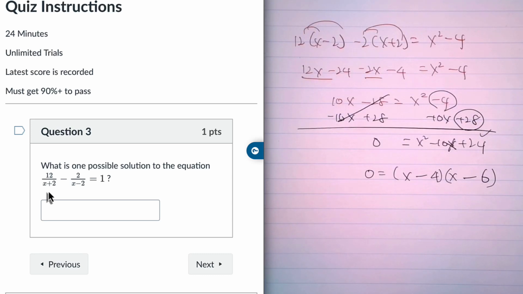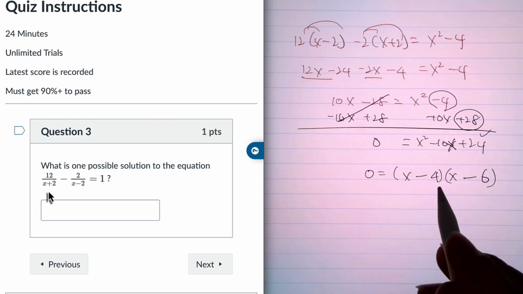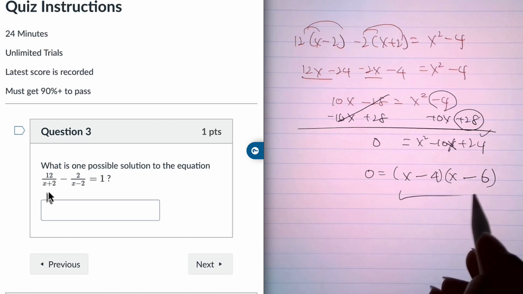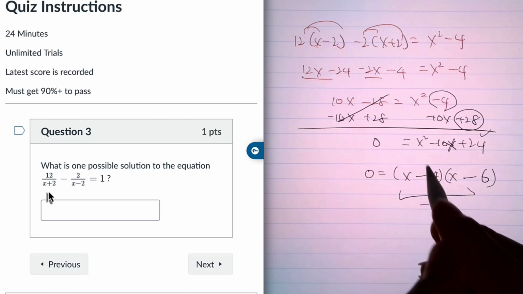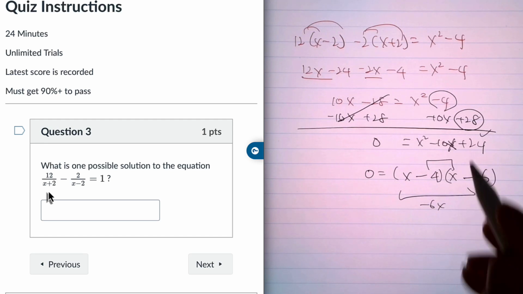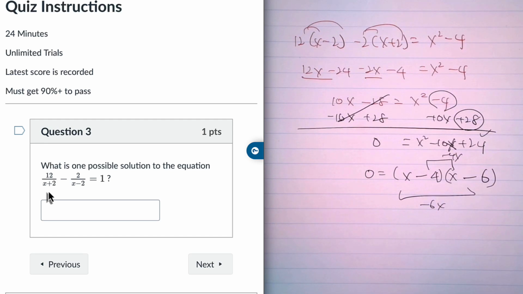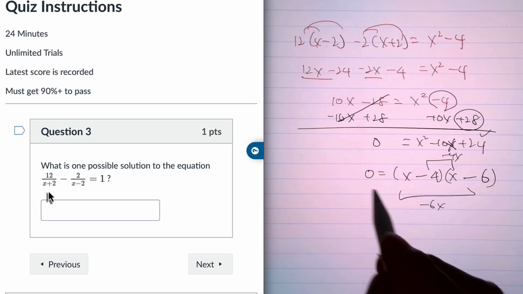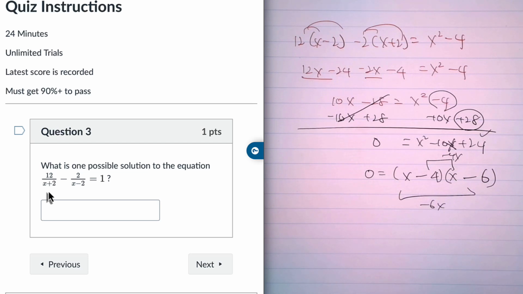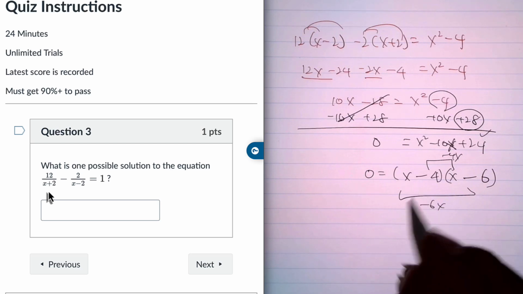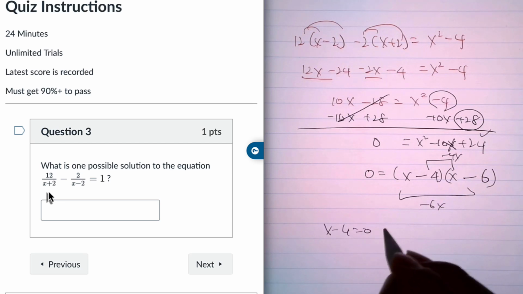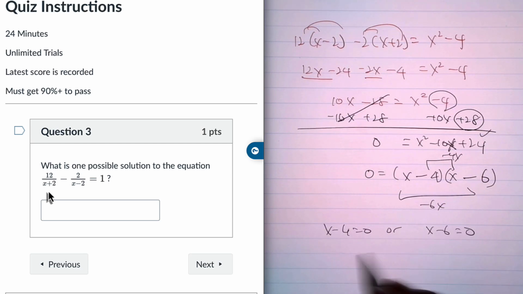And when you combine the like terms in the middle and outside, in the outside you get negative 6x, but in the middle you get negative 4x. Negative 4x plus negative 6x gives you negative 10x. Therefore, this is a correct factored form. Now we can set x minus 4 equal to 0 or x minus 6 equal to 0. We can either have 4 or 6.